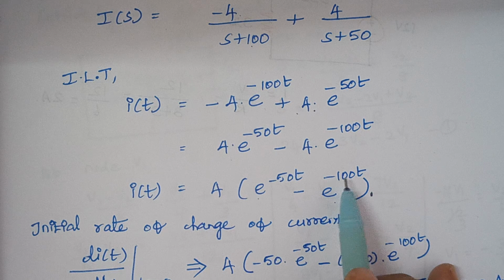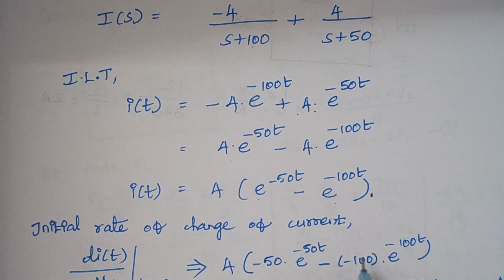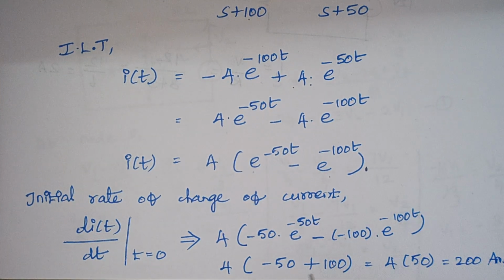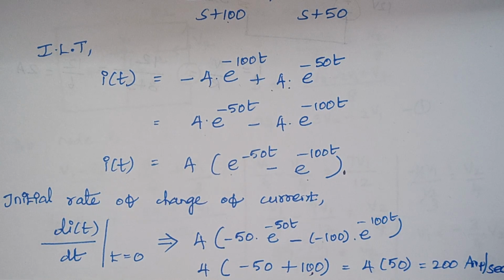Similarly, e to the power minus 100t when differentiated becomes minus 100 into e to the power minus 100t. Here this minus into minus becomes plus. And when you substitute the value of t as 0, e to the power 0 is 1. So our expression becomes minus 50 plus 100. So 100 minus 50 gives you 50. So 4 into 50 gives 200 amps per second. This is your initial rate of change of current. This problem gets over here. We will proceed with the next one.